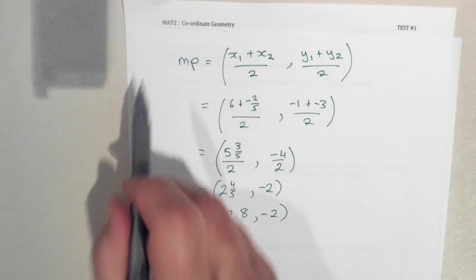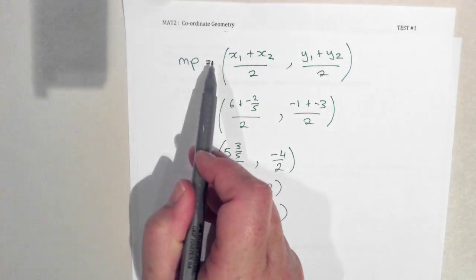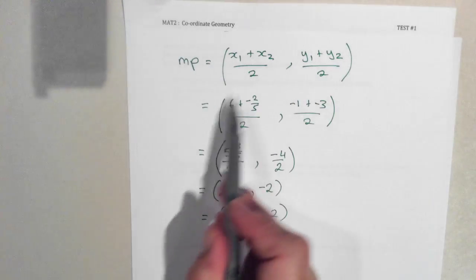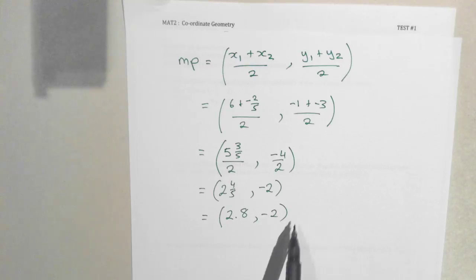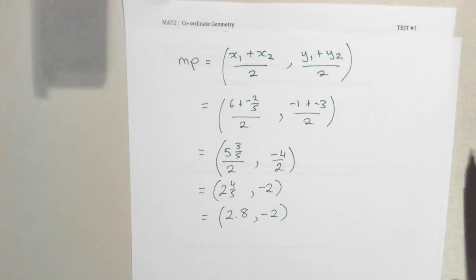So the key there is that I've got a label, midpoint equals, I've got the formula substituted correctly, and I've got down to my answer correctly. That's what we're looking for at this skill.